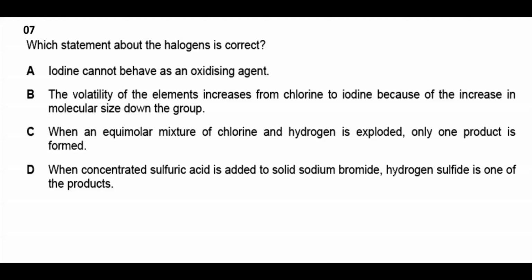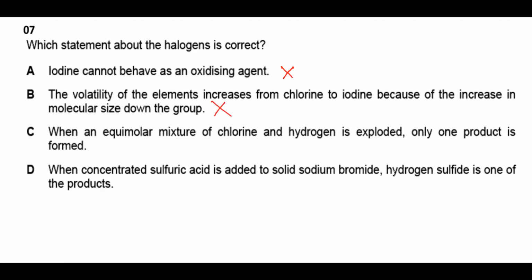Next, which statement about the halogens is correct? A. Iodine cannot behave as an oxidizing agent. It can. Oxidizing power decreases down the group, खत्म नहीं हो जाता. It can behave. तो ये statement गलत हो गया. B. The volatility of the elements increases from chlorine to iodine because of the increase in the molecular size down the group. This is the reason for the decrease in volatility. Reason जो दिया है वो volatility के decrease का increase का नहीं.